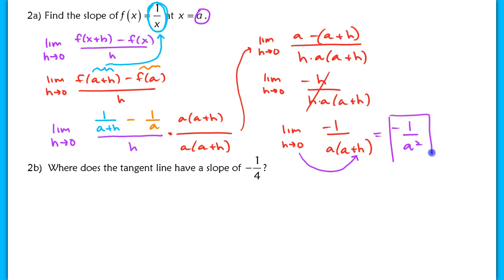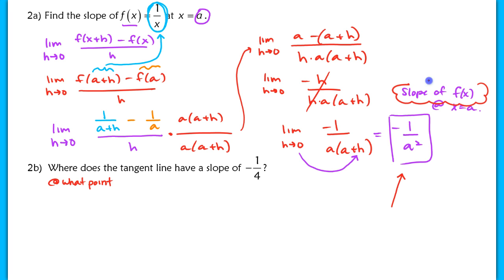So this is the slope of, what did we call this, f of x? Okay, so this is the slope of f of x at x equals a. Here in question B, it asks, where does the tangent line have a slope of negative 1/4? In other words, at what point will a line that is tangent to the graph have a slope of negative 1/4? This question relies on us piggybacking off of our last answer and understanding this really important concept. I know I've said it a couple times already, but the slope of your function is the same as the slope of your tangent line.